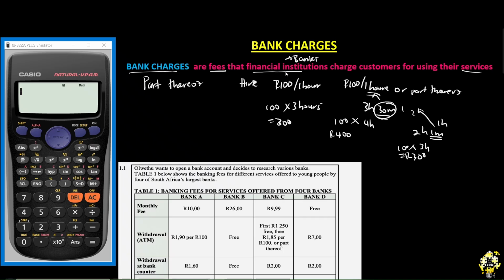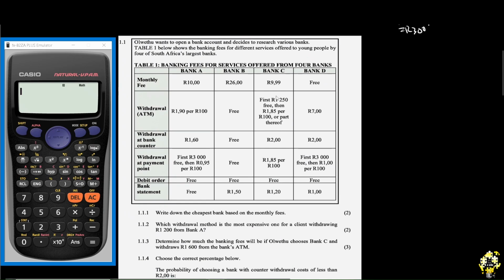So let me read. So we have Aluwani who wants to open a bank account and decides to research various banks. Table 1 below shows the banking fees for different services offered to young people by 4 of South Africa's largest banks. So we have Bank A, Bank B, Bank C, Bank D. They didn't say anything about ABSA, FNB, so please get that out of your brain. We have Bank A, B, C, and D. Thank you for understanding.